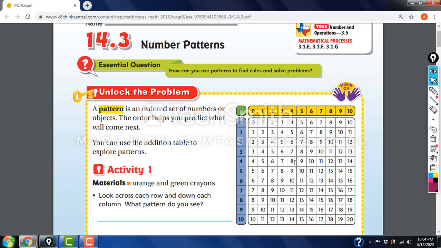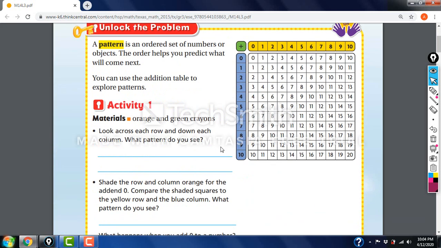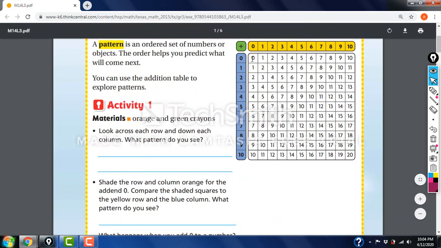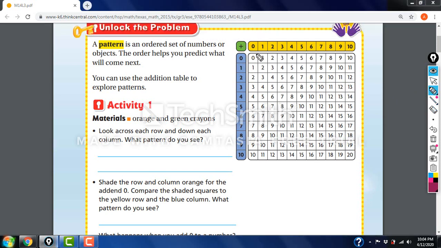We're going to be using this table right now to look at the first patterns that we're going to be talking about. So go ahead, and when we take a look at this, this is a row. Going across is a row, and going down this way is the column. So we need to make sure we have that right now. So again, across is the row, and down is the column. So it asks you to look across each row and down each column. What patterns do you see?